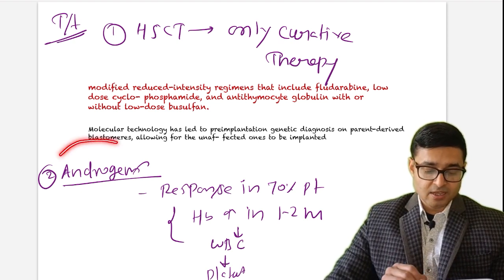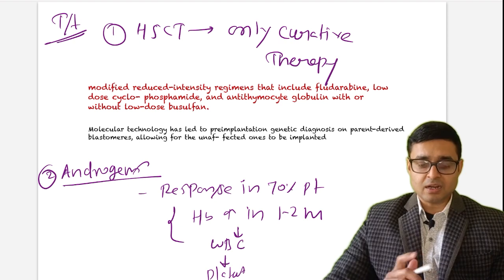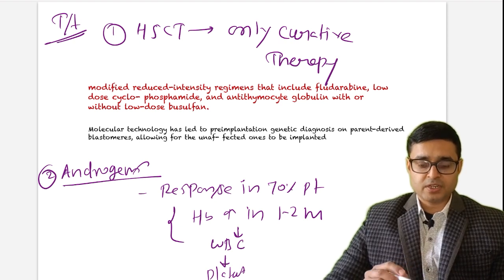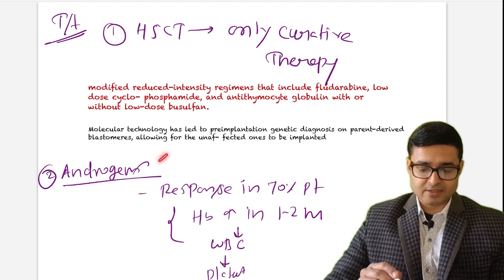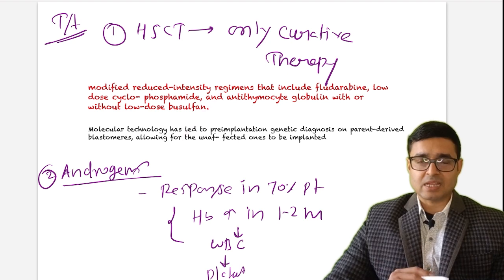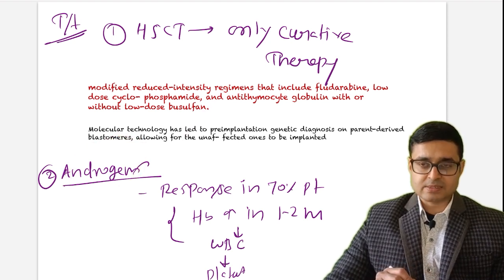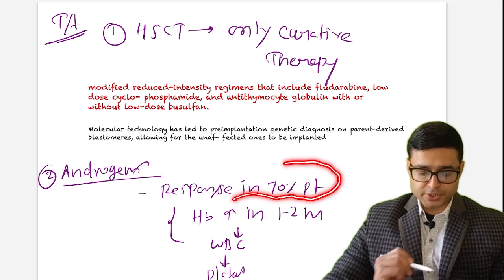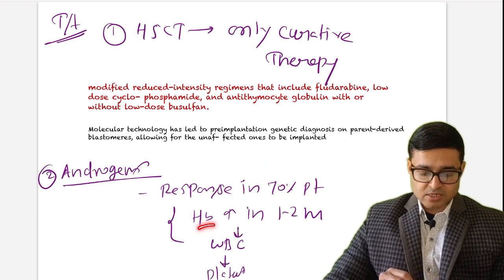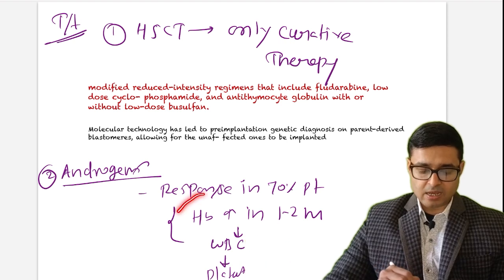Second, androgens. So what do androgens do? They are just a bridge to HSCT, stem cell transplant. This is bridge therapy. Response is seen in 70% of patients. HB increases in 1 to 2 months, followed by WBC and platelets. This sequence has been asked.